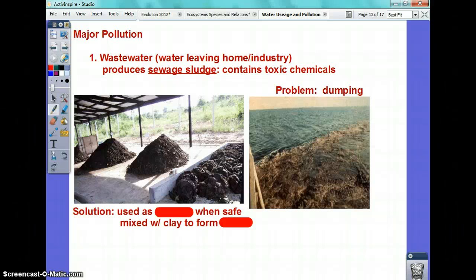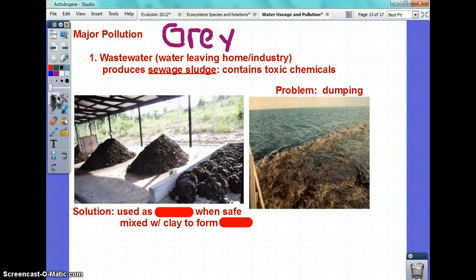When you guys did your water usage of your home, one of the topics was called gray water, which is kind of linked to this wastewater. And I'm curious to see what your solutions to using gray water are. Brushing your teeth with gray water, not really a smart idea.